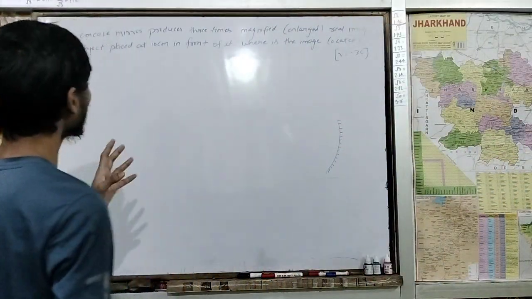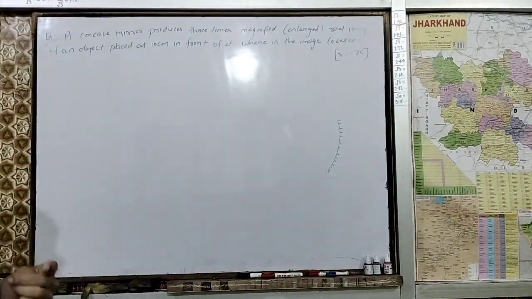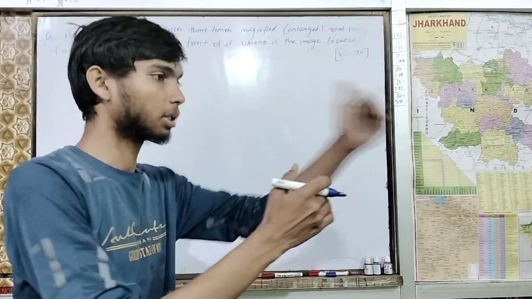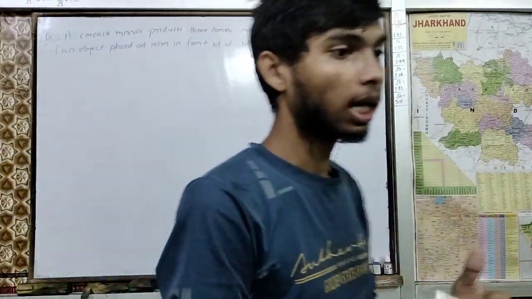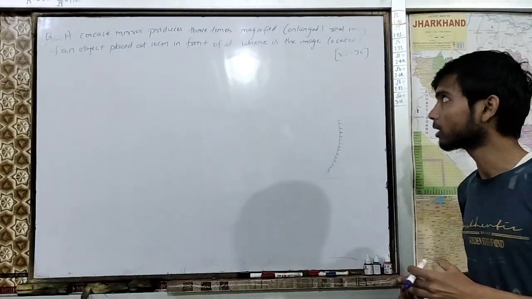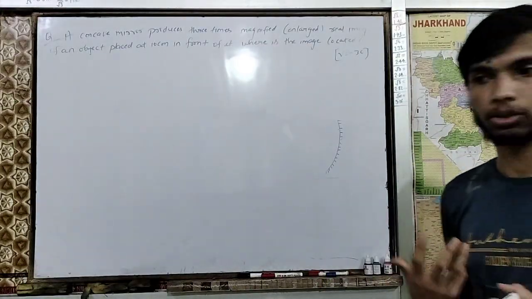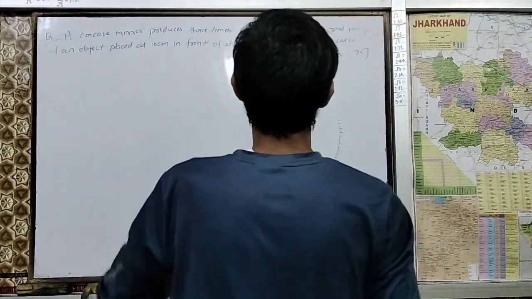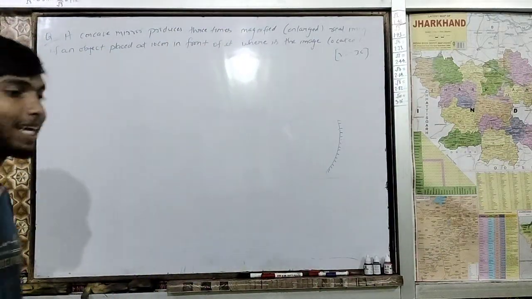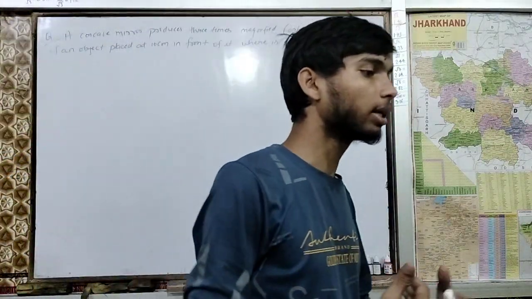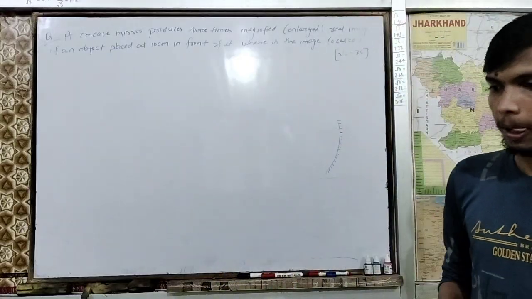So a concave mirror produces a 3 times magnified image, 3 times magnified. It means it is a very large, real image. So a concave mirror which is producing a real image that is very large, 3 times large.